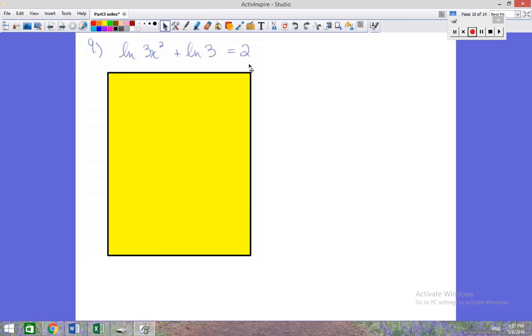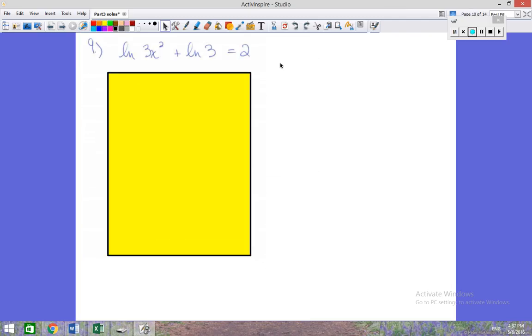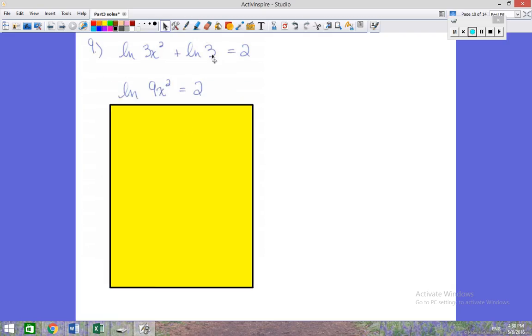In the next problem, I'm adding two logarithms together, but it's equaling a constant. It's not equaling a log, so I'm not going to have the situation where I'm using the one-to-one function. I'm going to have to rewrite this logarithmic equation as an exponential equation at some point. When you're adding two logs together, you can write it as a single logarithm if you multiply the arguments together. 3 times 3x squared gives me 9x squared. So on the left-hand side, I have the natural log of this 9x squared, but on the right-hand side, I just have the number 2.